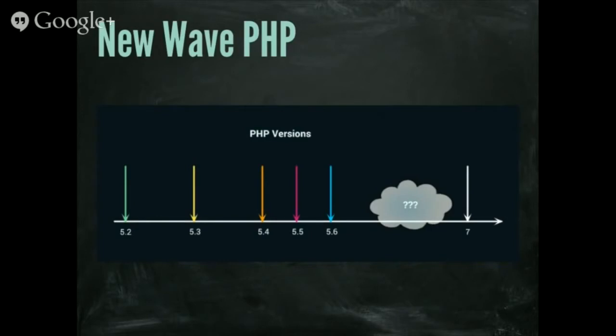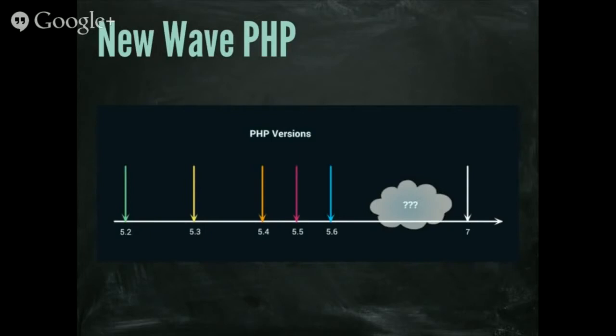So then there's this fuzzy cloud thing with question marks in it. That's to indicate that this timeline gets a bit less accurate at this point. There will be a PHP 7. There will not be a PHP 6. We did have an unreleased PHP 6 a few years ago, and a lot was written about that. There were books written about that. There were posts and announcements written about that. It's confusing.